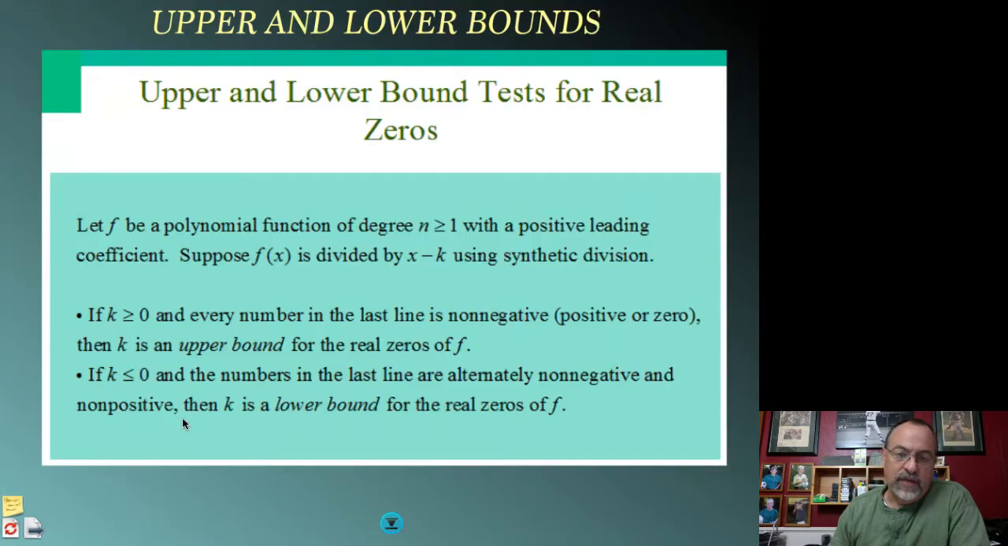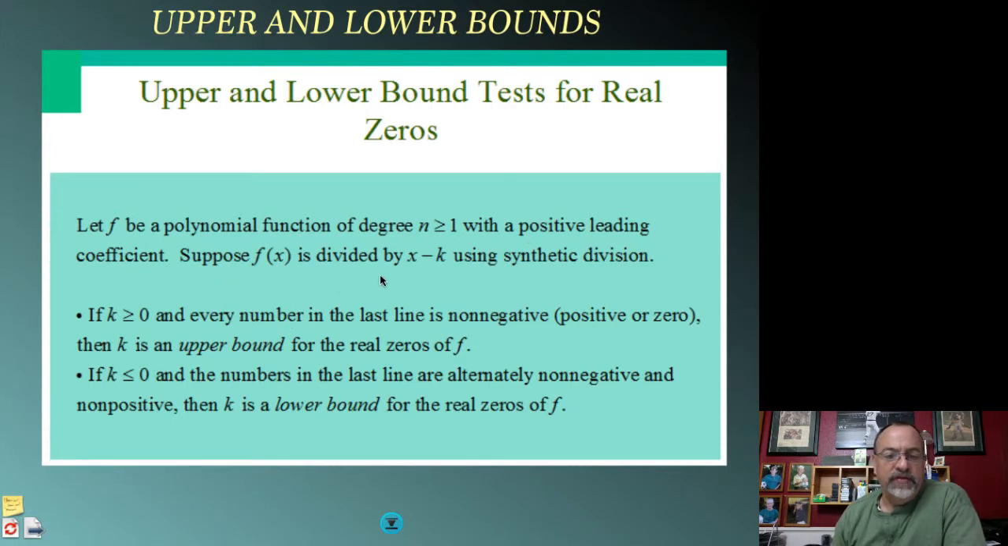We're going to look at the upper and lower boundaries of a zero. And actually we have this test. It's called the upper and lower bound test for real zeros. And it's basically just using synthetic division to help us determine that. And basically it says this: if you have a polynomial that is a larger degree than 1, and the leading coefficient is positive, so there's a couple conditions here.